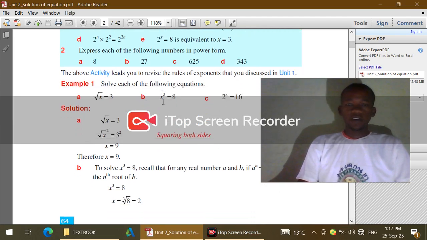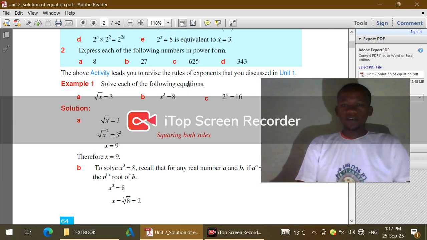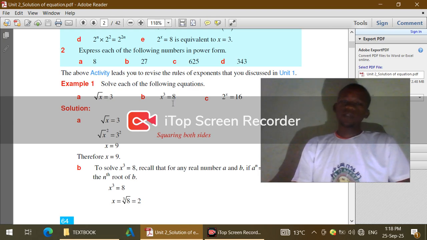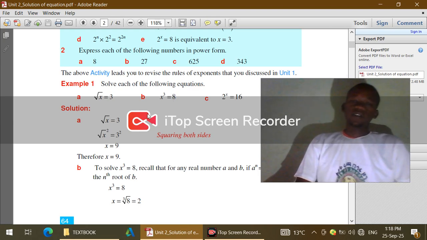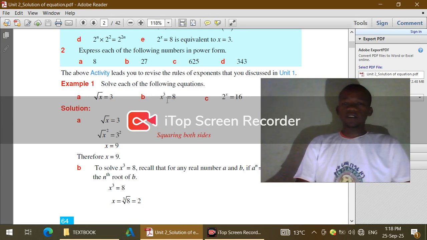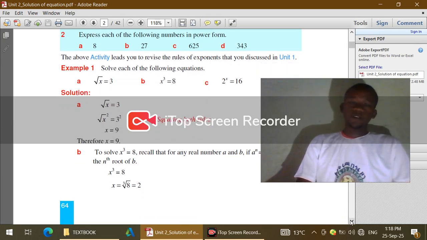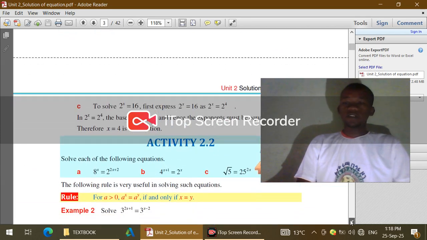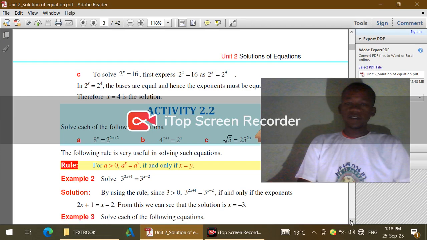Also, you can see here x cubed is equal to 8. To find the value of x, you have to write 8 as a power. How much power will make 8? That means 2 to the power of 3. So if x cubed is equal to 8, you take the cube root: the cube root of x becomes x, and the cube root of 8 becomes 2. So the value of x will be 2. This is a technique to solve equations involving radicals and exponents.